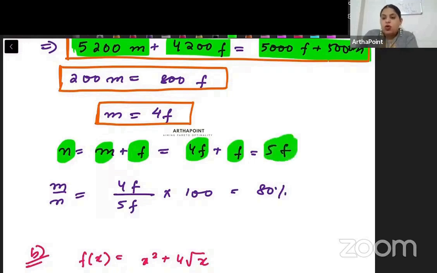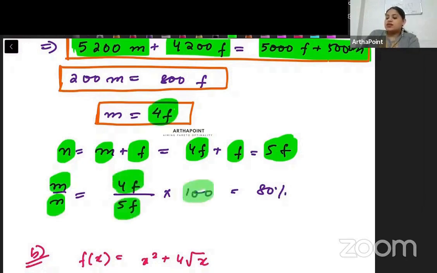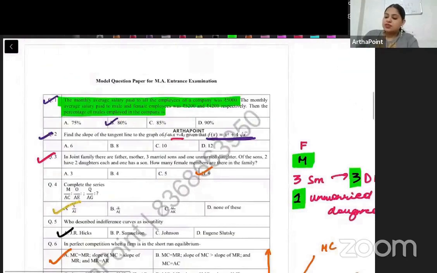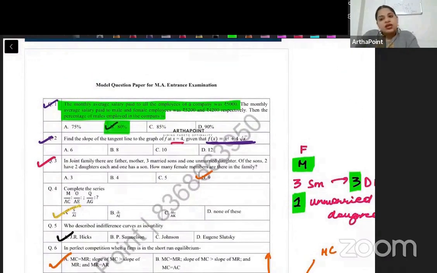They're asking you what is the percentage of males in this organization. So male divided by total. Male was equal to 4F. Total is 5F into 100. So we will get the answer as 80%. So answer to the first question will be 80%. Is this clear? Very easy. Spend some time on it. You should be able to do it. Come to the next question.